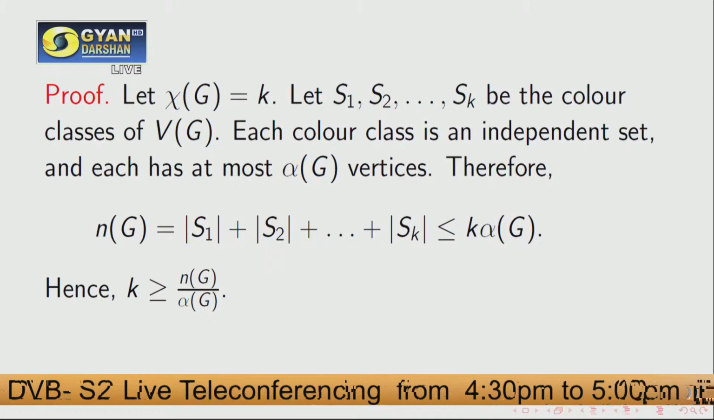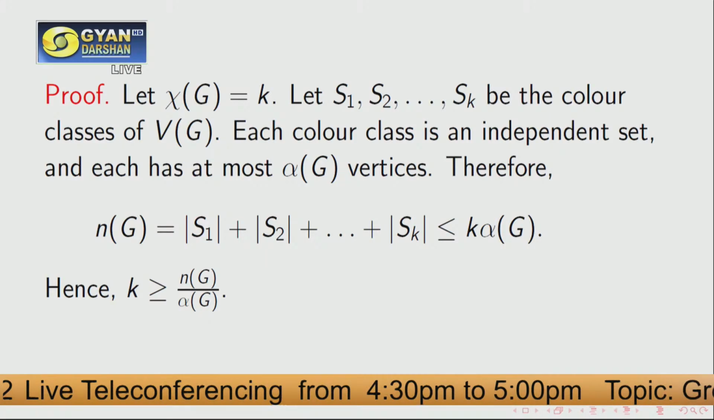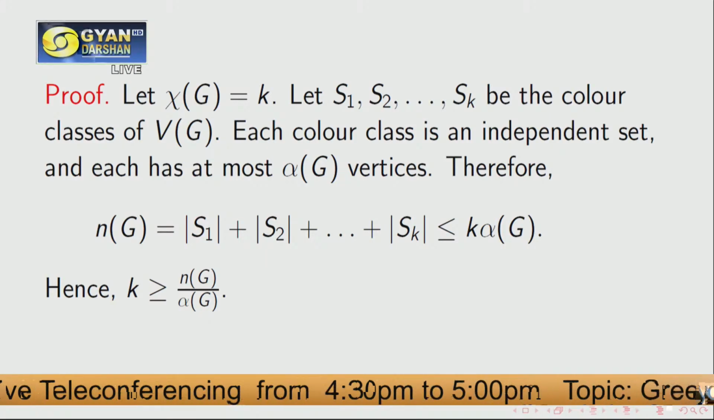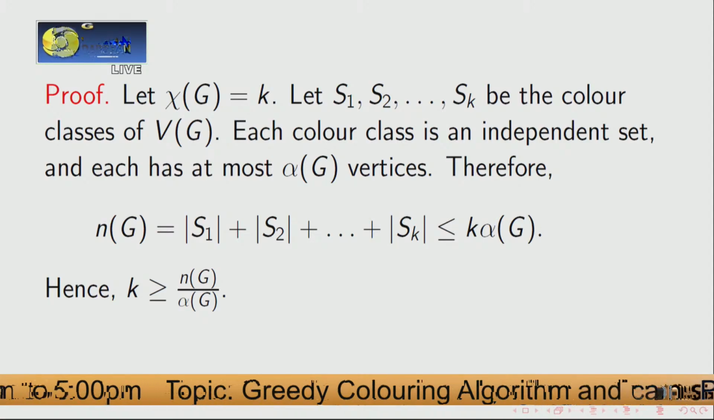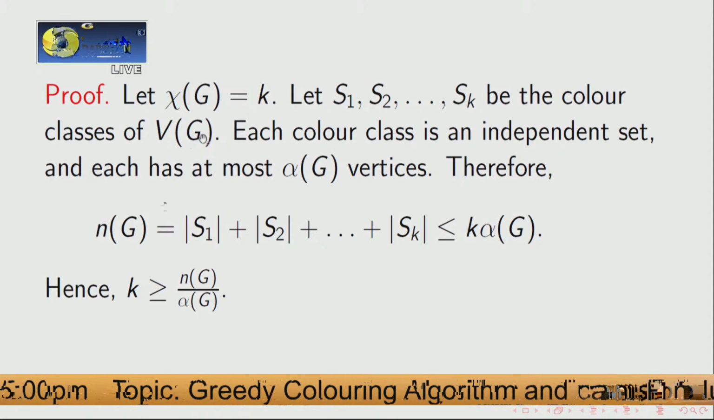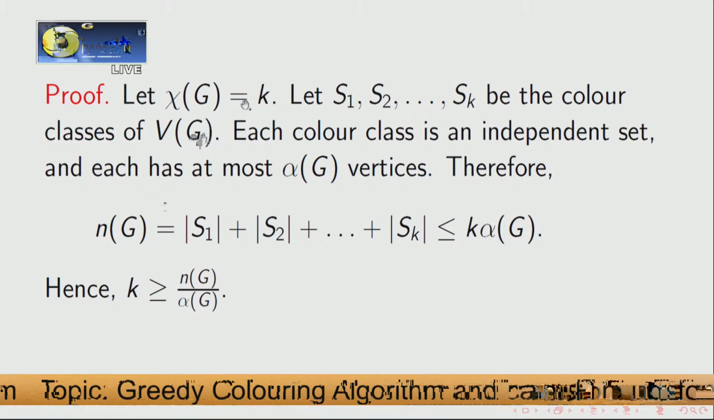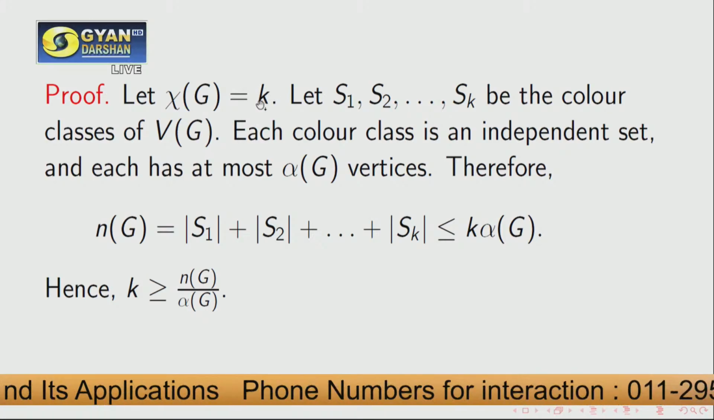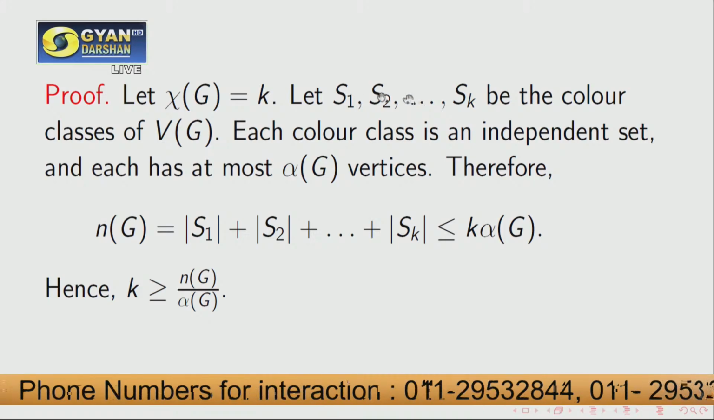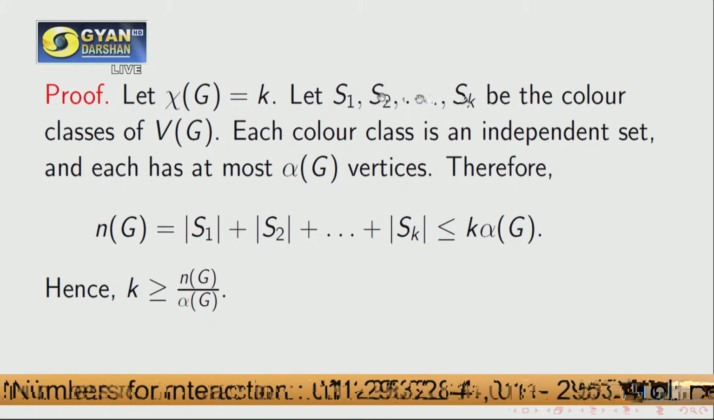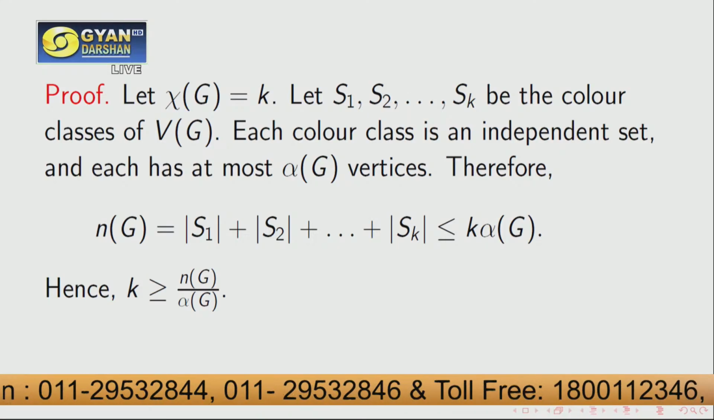So to prove it, we just start by assuming let chi(G) be equal to k, and let S1, S2, up to Sk be the color classes of the vertex set V(G). Because the chromatic number is k, there are k color classes, and let these color classes be S1, S2 up to Sk.